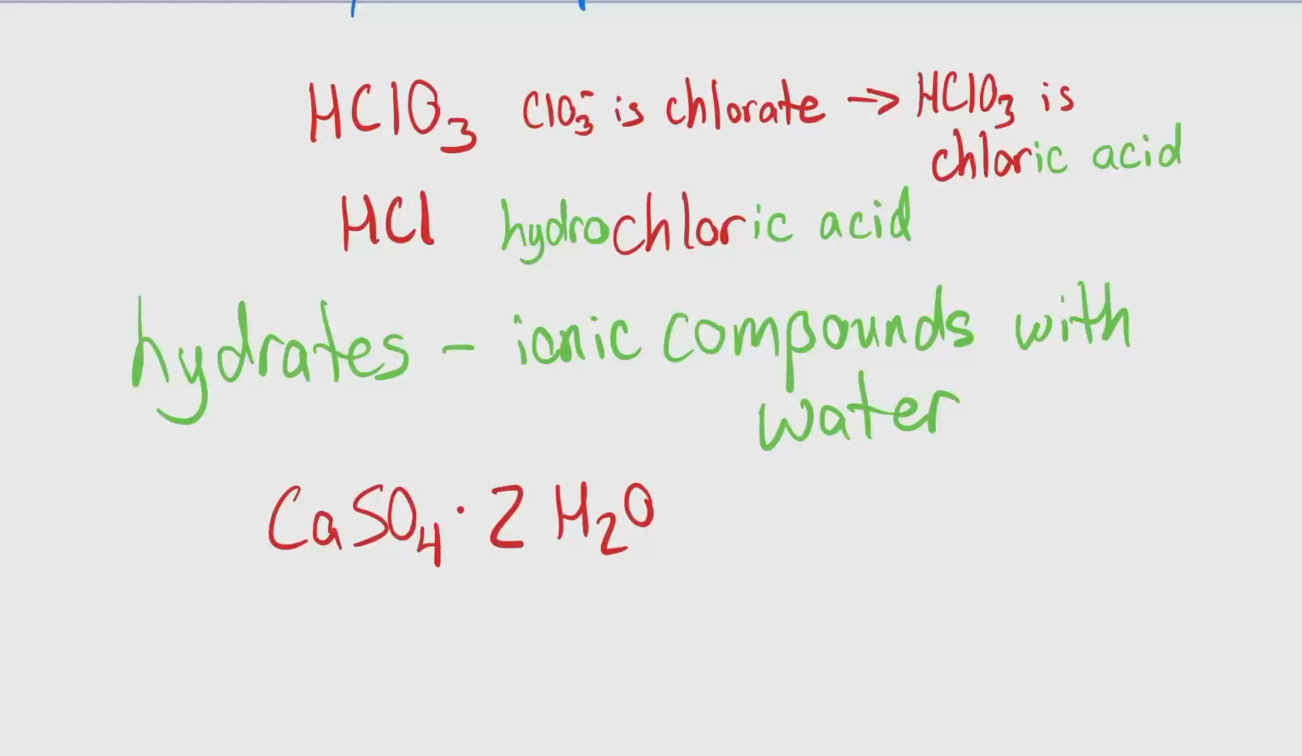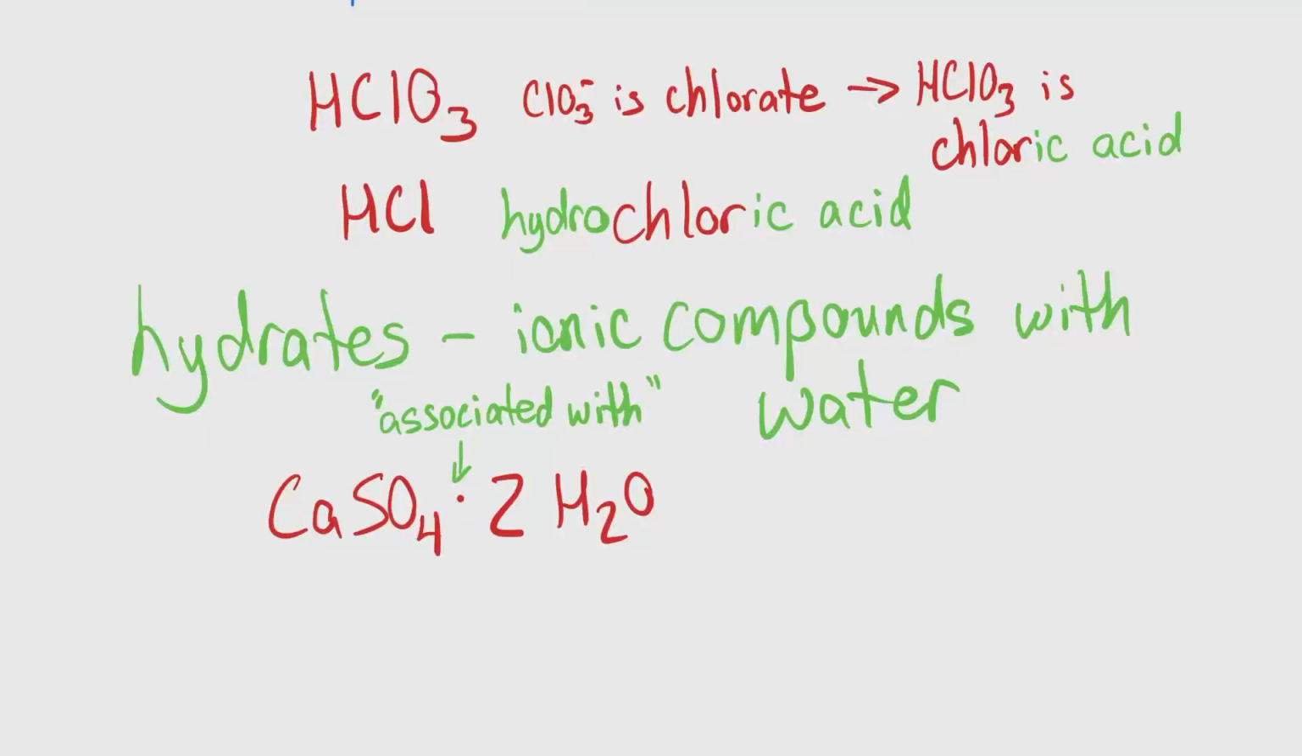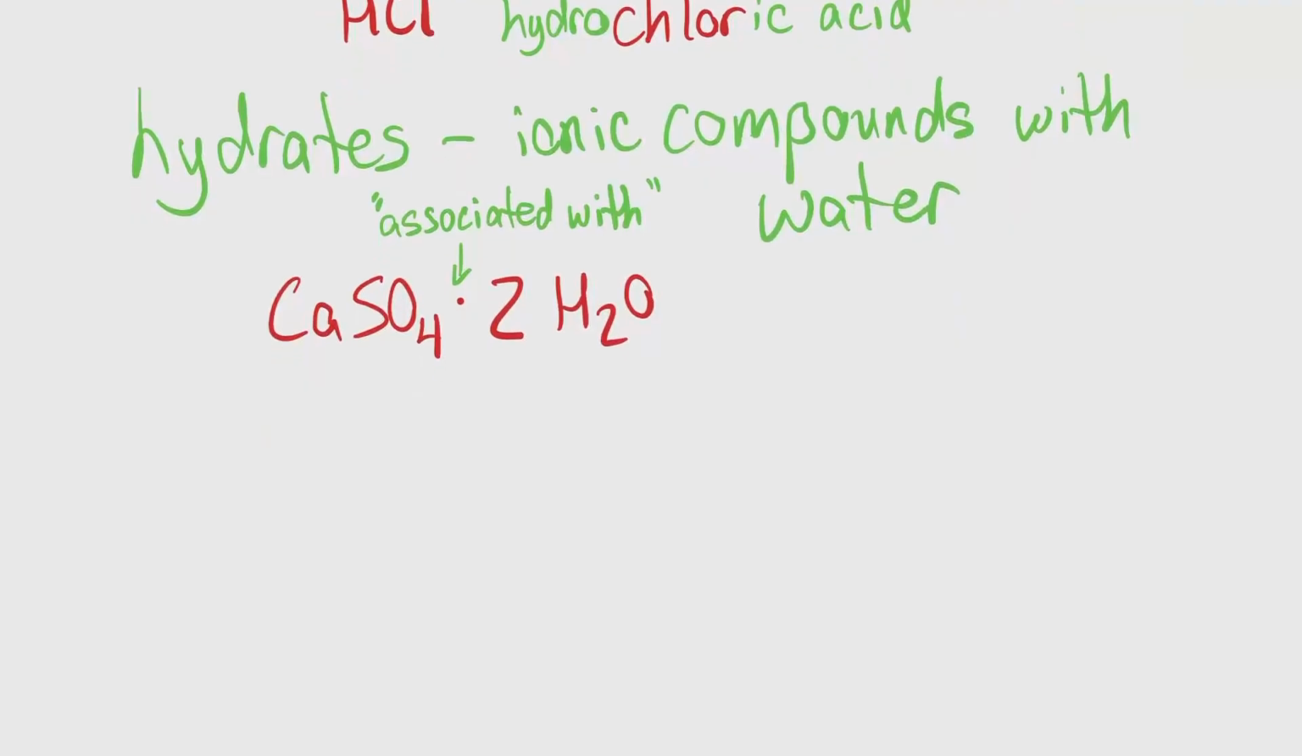Okay, so a feature that we've got here. This middle dot means associated with. This is not the multiplication sign. We're also not doing the unspeakable horrors of linear algebra here either, because that middle dot means a thing in linear algebra. Flashbacks. Okay, so this middle dot means associated with. For every one of these calcium sulfate units, we're going to have two waters that are also in there. So ionic compounds, salts, like to pick up water.